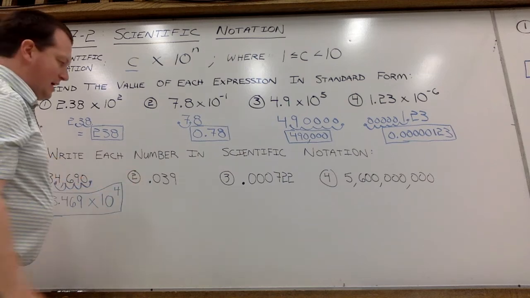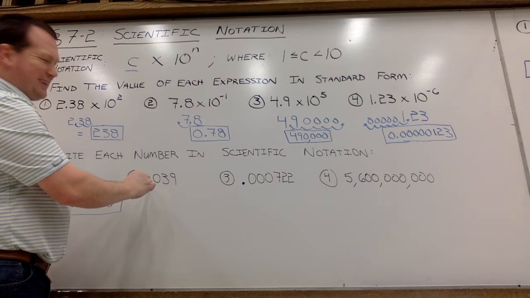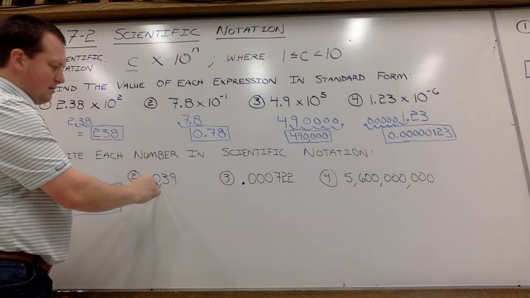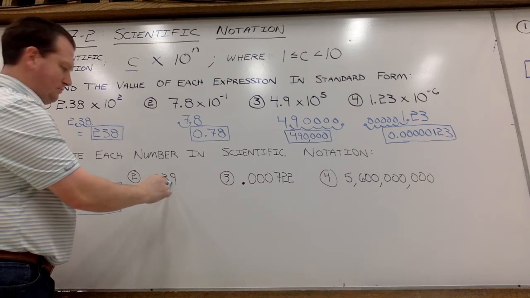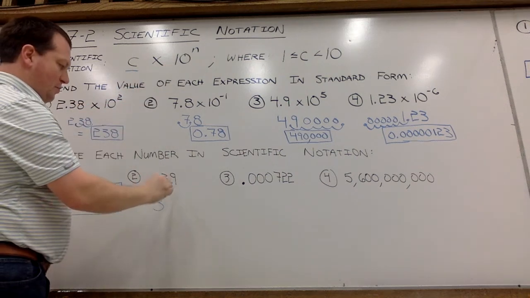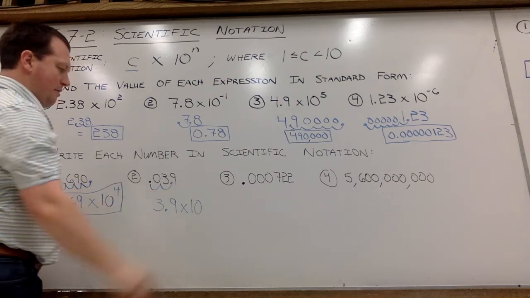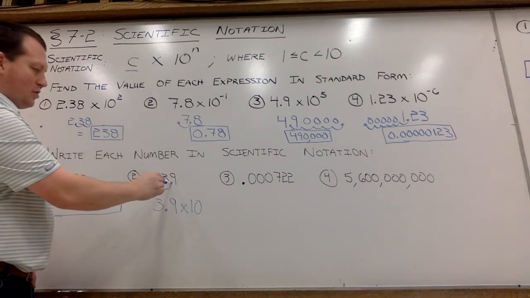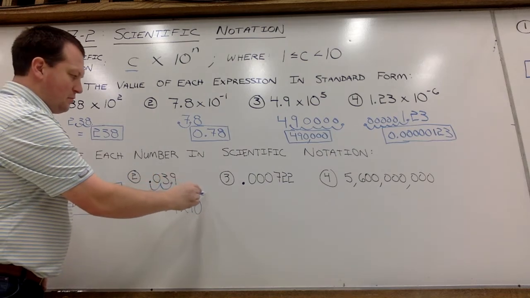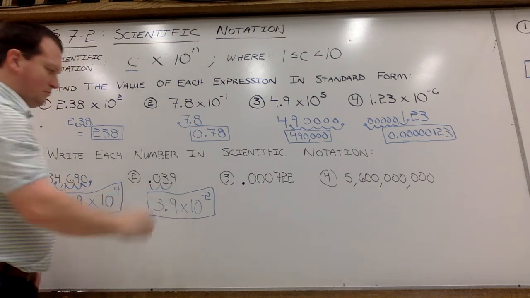Okay, I've got 0.039. So here, to get to a number between 1 and 10, I'm going to go, not stop there, but I will stop right here. So my leading C value will be 3.9. I'll have my times 10. Now, to get my decimal back to its original location, I'll have to move it 1, 2 to the left. So that would be an exponent of negative 2. There we have it.